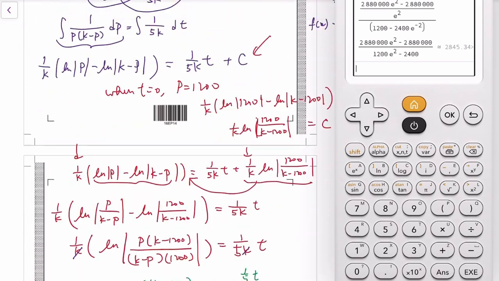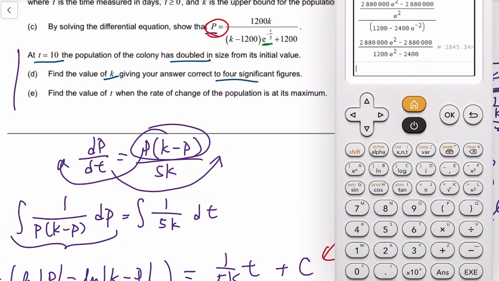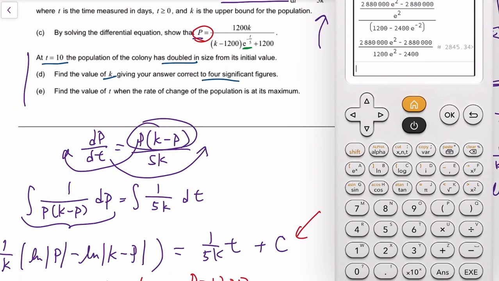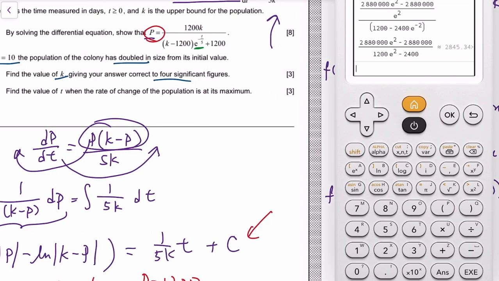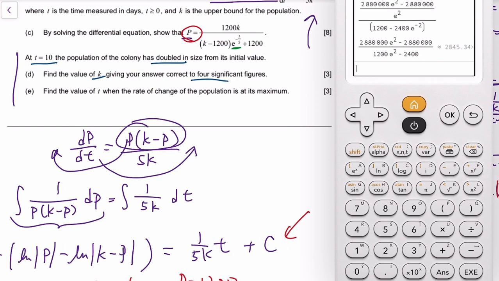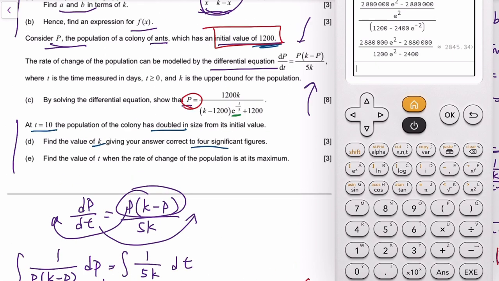And then lastly, find a t so that the rate of change is maximum. Oh, this could be quite a lot of work. They want the rate of change, so we actually need to plot dp dt. But I don't think I want to differentiate this. Right, it's kind of huge.